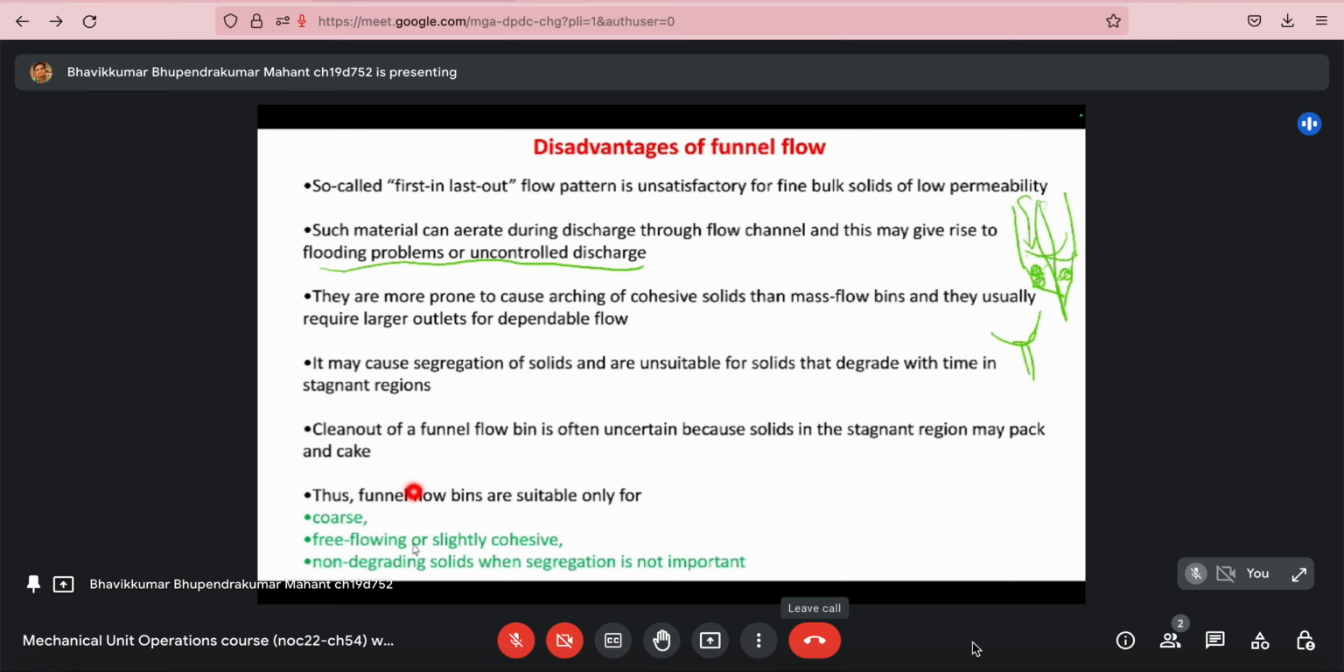So, due to some materials stuck in the stagnation region, it is very difficult to clean them out. Funnel flow bins are suitable only for coarse material, free flowing or slightly cohesive or non-degrading solids. When our material is very economical, cheap, has a coarse property, an easily free flowing property, and this kind of characteristics are there, then we can go for this kind of funnel flow.